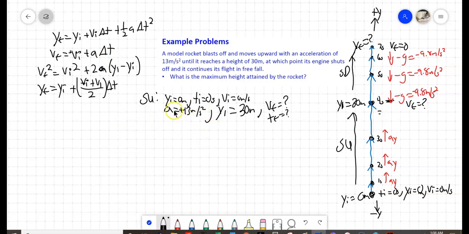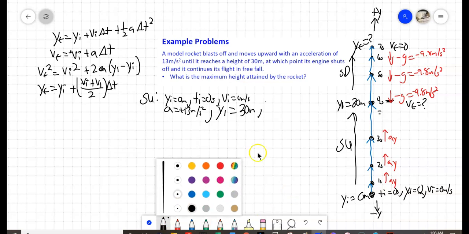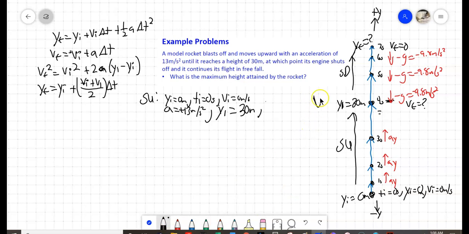Okay, well here's the variables that we have. We have y, we don't know v final, we don't know t final. My guess is that we need to find v1 first in this problem. We need to find the velocity right here. What is the velocity at this point? Because I think that once we have that, then we could actually figure out the height that it gets to.